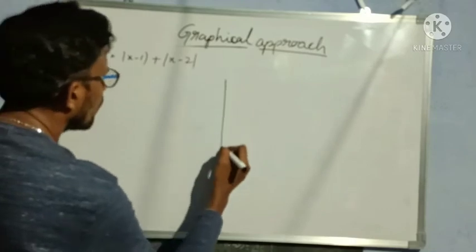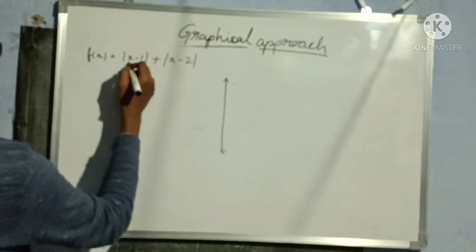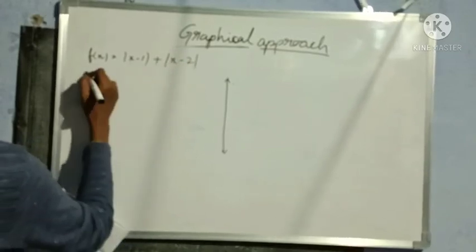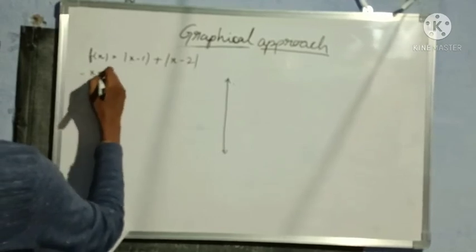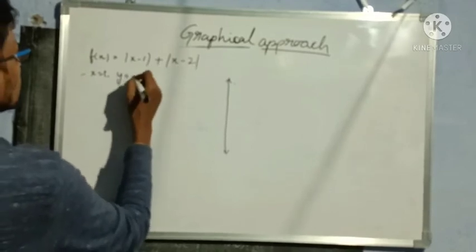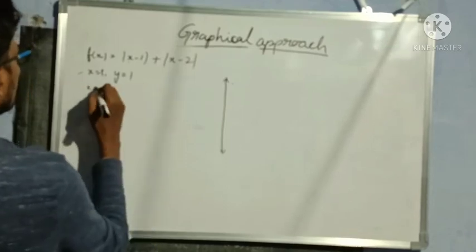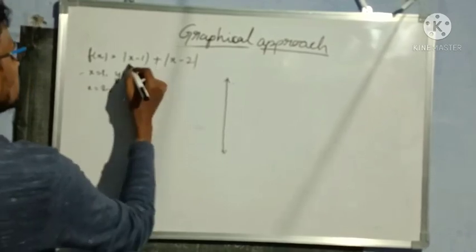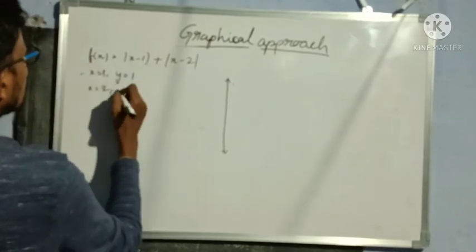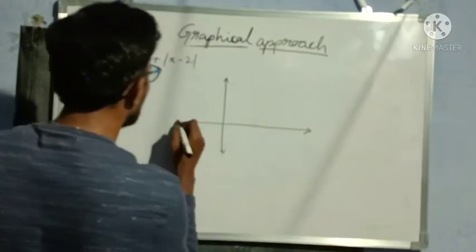For doing this, if I substitute x value 1 and x value 2 here, then I will get the y value. If x is equal to 1, then y is equal to, here 1 minus 1 is 0, here 1 minus 2 is 1. So x is equal to 1 means y is equal to 1. If x is equal to 2, then 2 minus 2 is 0, 2 minus 1 is 1, so y is equal to 1.